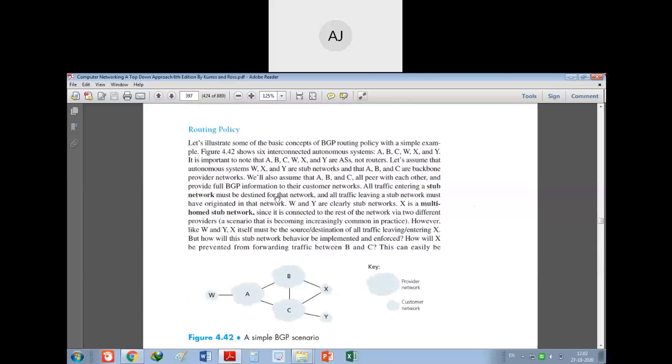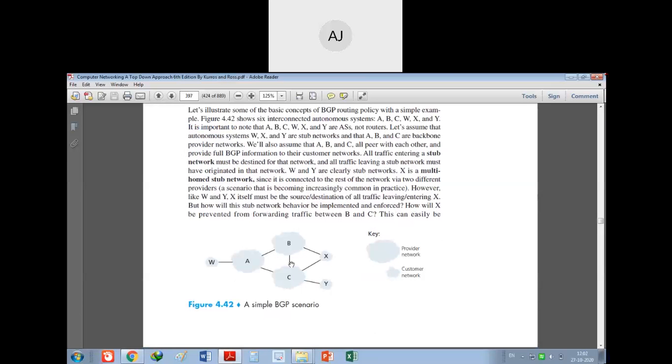Now here, there are two different entities available. One is the stub networks and the other is the service providers. Okay, so what does stub mean? Those which request the service. For example, W, X and Y are called stub networks, whereas A, B, C are called service providers. Okay, so this is the internal policy we have. So it's a simple BGP scenario.